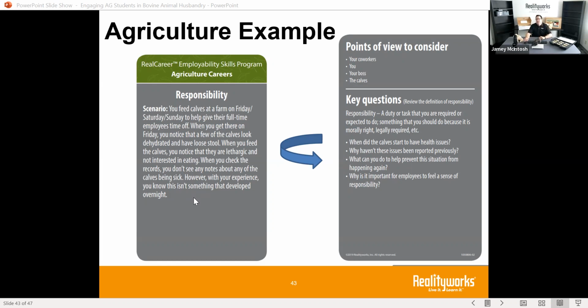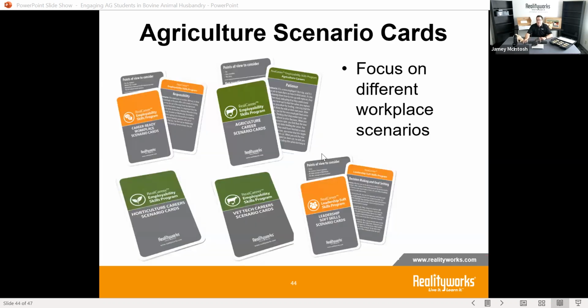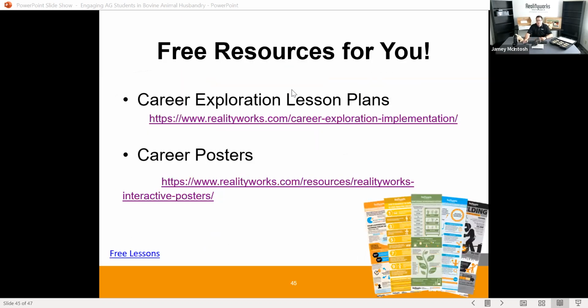Working through these types of scenarios really helps students to understand, oh, this is interesting. Maybe this is the type of career I'd be interested in the future. So we have those types of scenario cards in agriculture, horticulture, vet tech, leadership, and also in employability or career ready type of scenarios. So a lot of different scenarios that help you in that world.